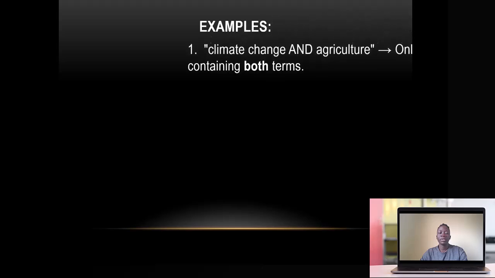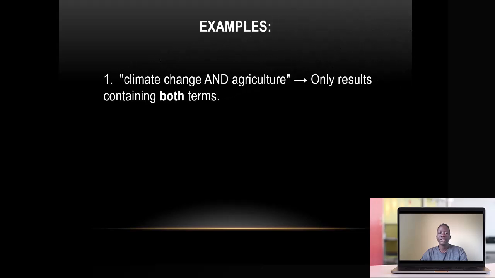Let's see the examples of how AND is being used. We have climate change AND agriculture. That's the first search we are doing. Say we are searching for climate change AND agriculture. Here you'll find that you get only results containing both climate change and agriculture. You're not going to get a result on climate change alone. It's going to combine agriculture and climate change.